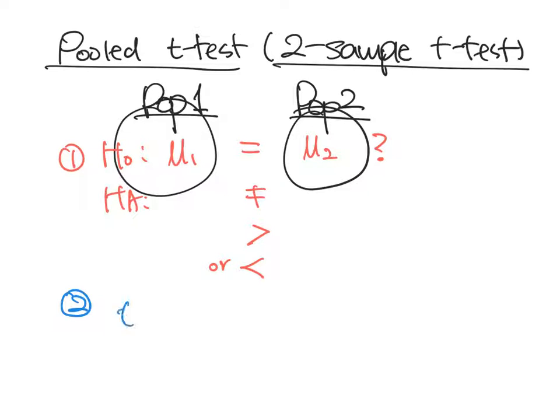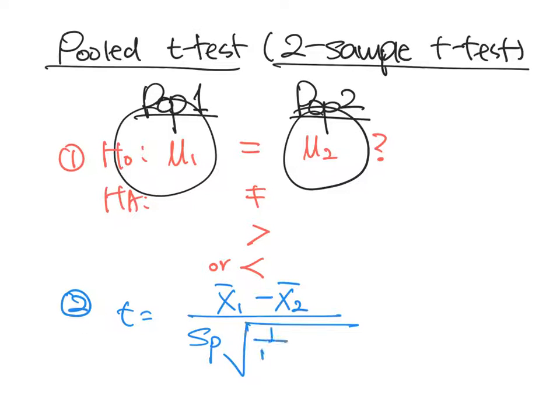The t-score will be, we take the difference between the two sample means, divided by SP, the pooled standard deviation, times the square root of 1 over n1 plus 1 over n2.